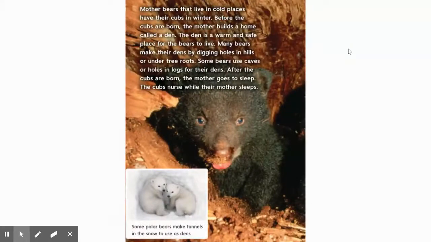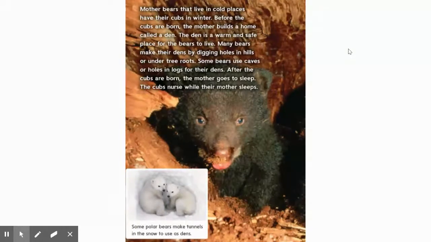Mother bears that live in cold places have their cubs in winter. Before the cubs are born, the mother builds a home called a den. The den is a warm and safe place for the bears to live. Many bears make their dens by digging holes in hills or under tree roots. Some bears use caves or holes in logs for their dens. After the cubs are born, the mother goes to sleep. The cubs nurse while their mother sleeps.